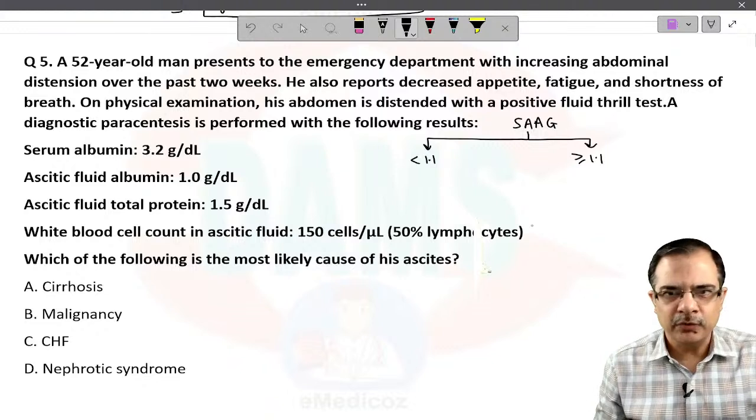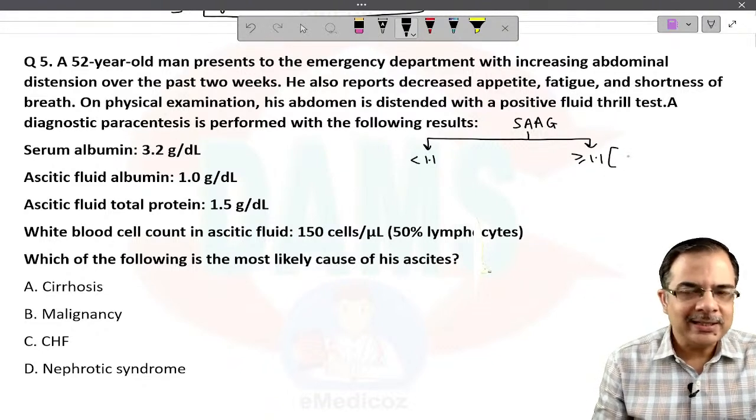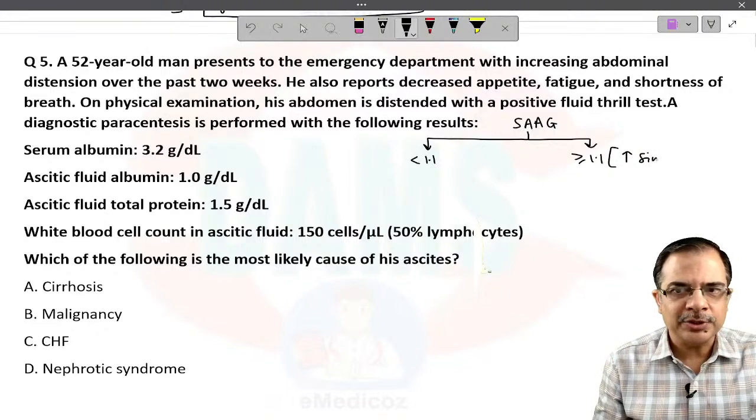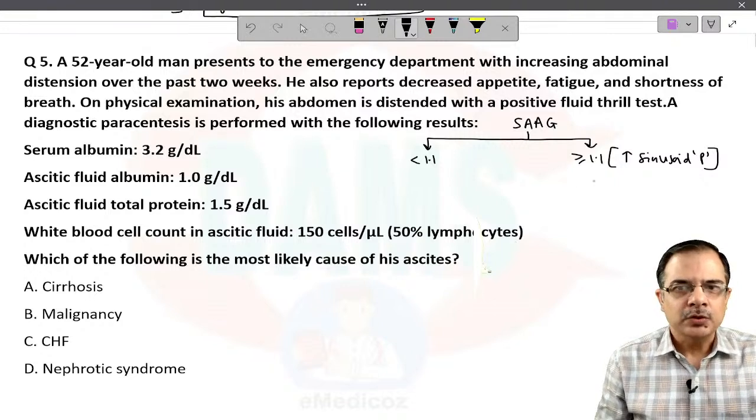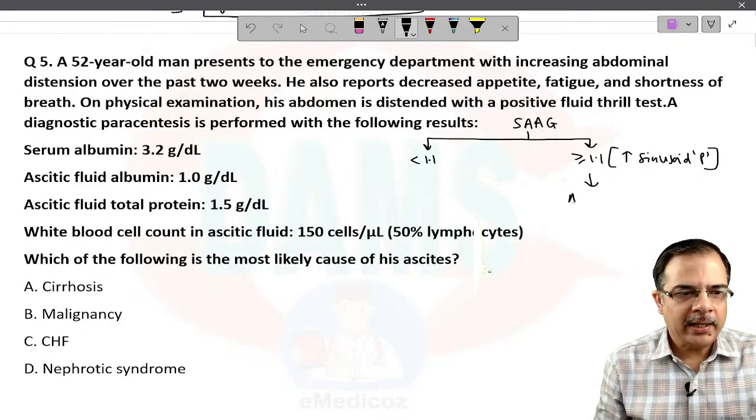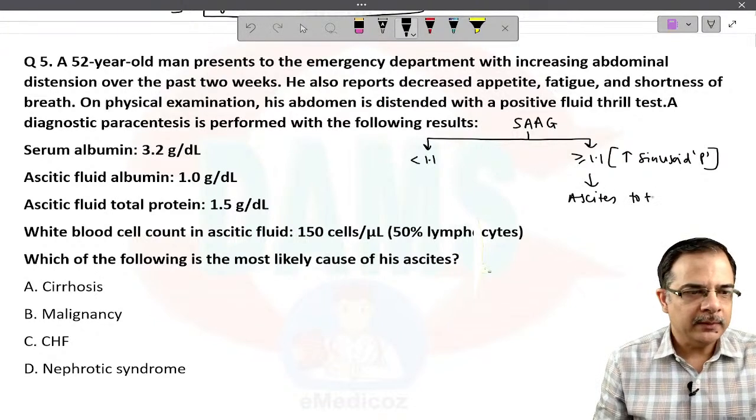Remember these words very carefully. And more than 1.1 means the ascites is due to high sinusoidal pressures, like portal hypertension related causes. So you have to look at the ascites total protein.